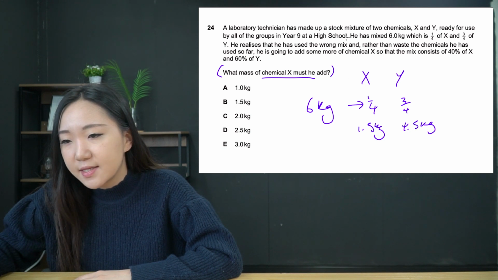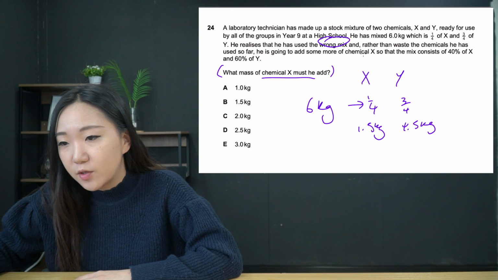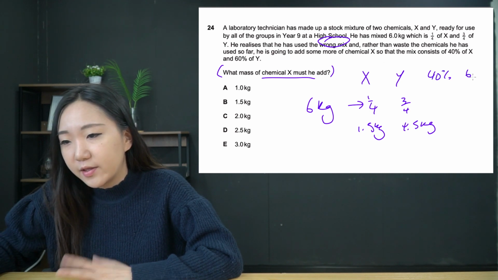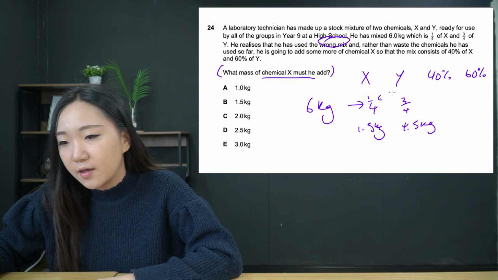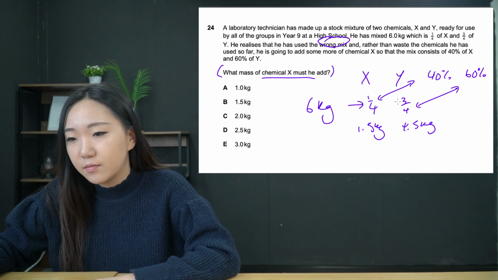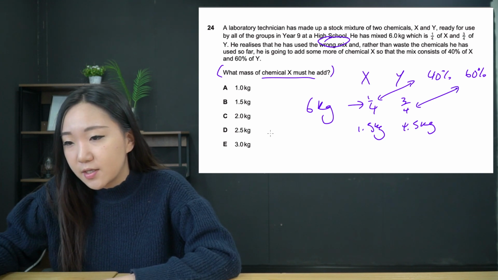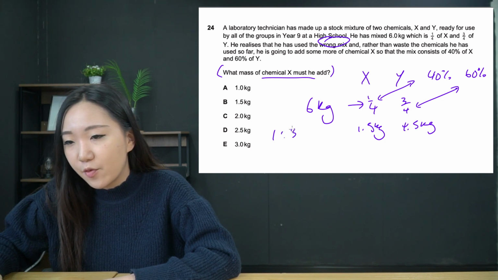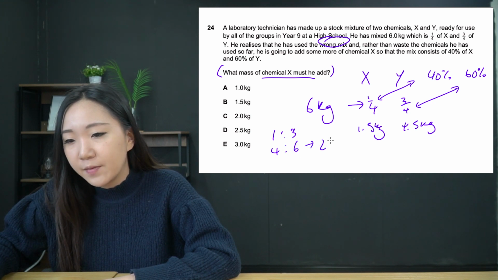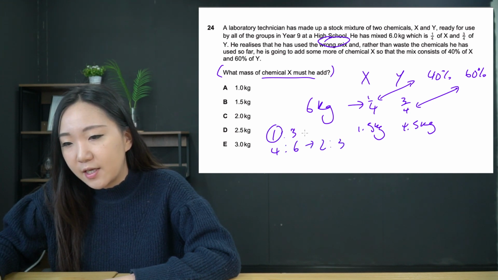He's got the wrong mix. He doesn't want to waste, so he needs to add more of chemical X so that we get to 40% of X and 60% of Y. Now, this is pretty simple stuff. All you need to do is put these into the same kind of format, right? So maybe we'll just turn it into this: right now we've got 1 part X to 3 parts Y, and we want to get to 4 parts X to 6 parts Y, which is obviously 2 parts to 3. So we just need to double this amount and keep this one the same.